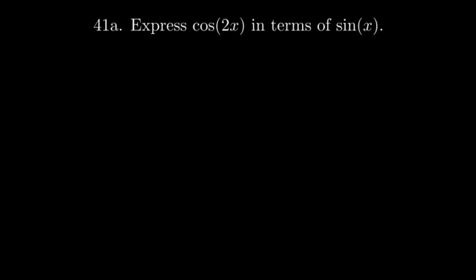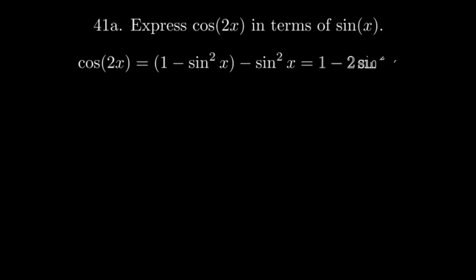Question 41 is similar. First, in part A, we need to express cos 2x in terms of sine x. We use the double angle identity for cosine. Cos 2x equals cos squared x minus sine squared x. We also use the Pythagorean identity sine squared x plus cos squared x equals 1, which gives us cos squared x equals 1 minus sine squared x. So cos 2x is equal to 1 minus 2 times sine squared x.